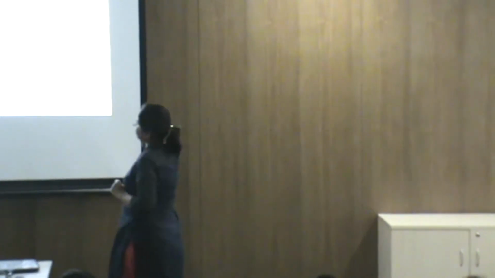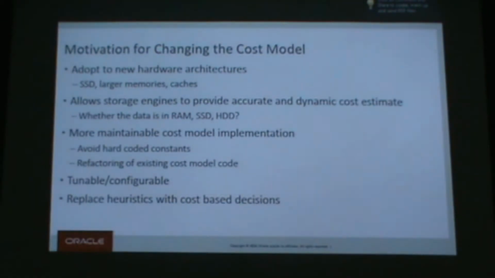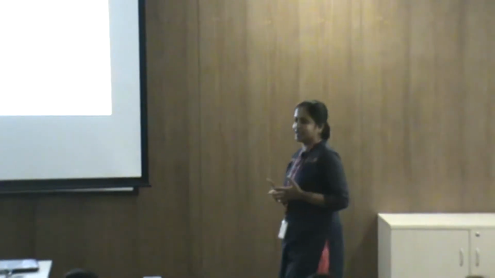So the motivation now is that, because of the new hardware architectures, you need to adapt so that you come up with plans that are more optimal and suited for the current hardware availability. And as I said earlier, there was no flexibility inside the Optimizer to know whether the data is in RAM. If the data is in RAM, how much is the cost to fetch the page, and if the data is in SSD, or if the data is in HDD. All these things were not there earlier.